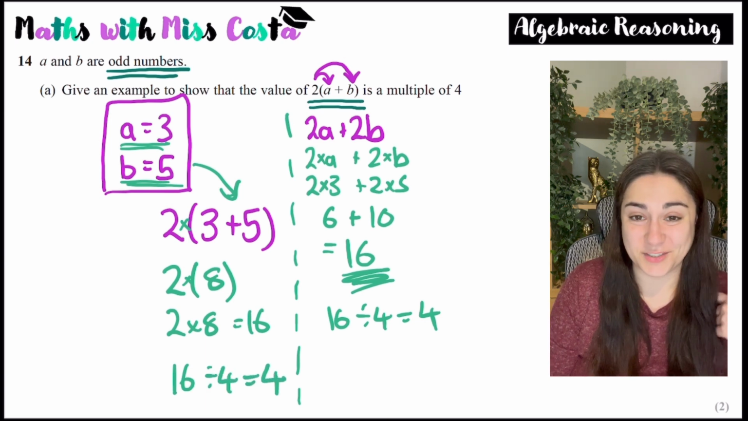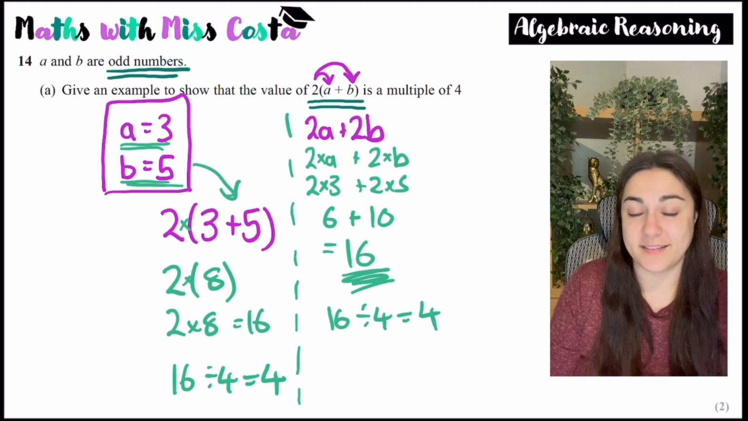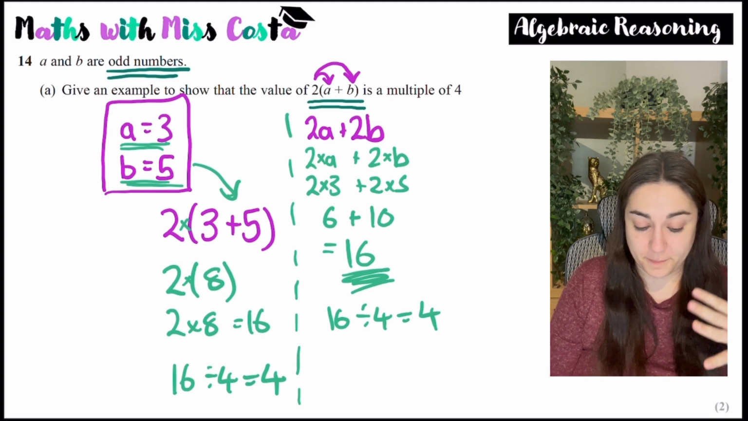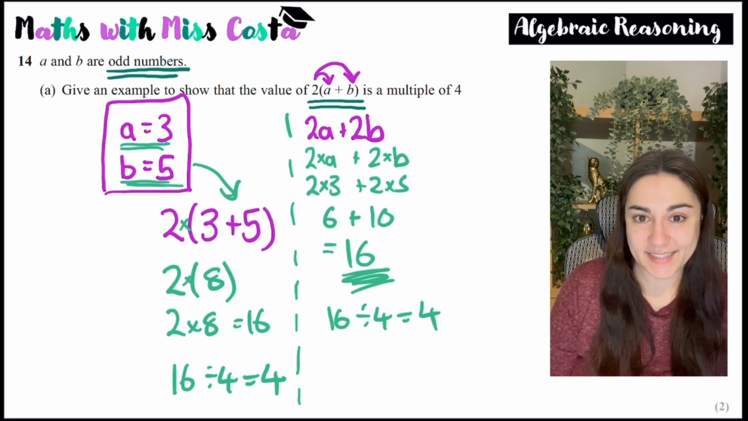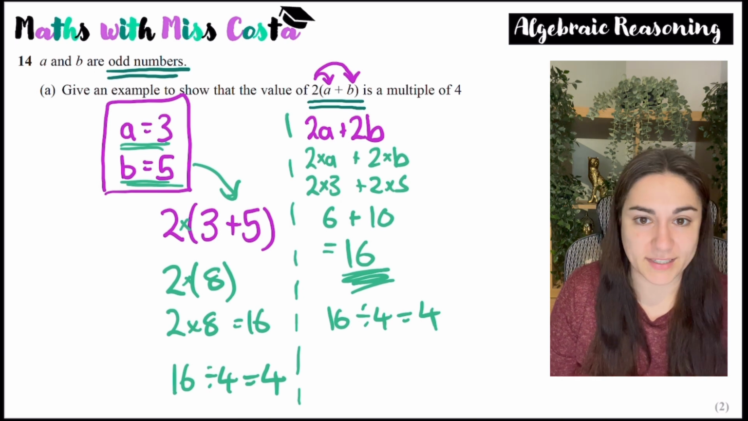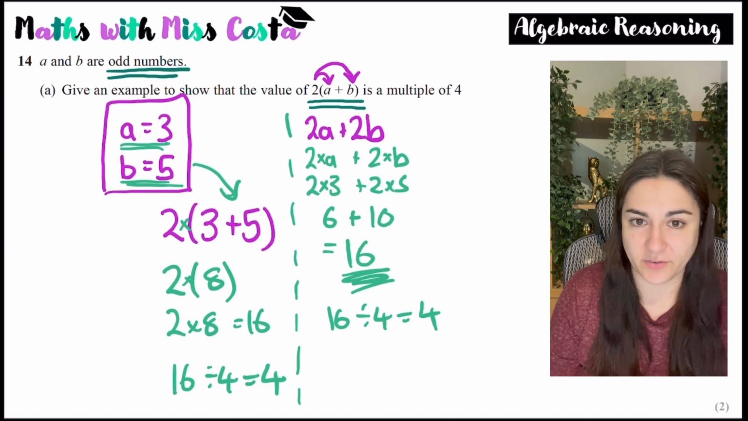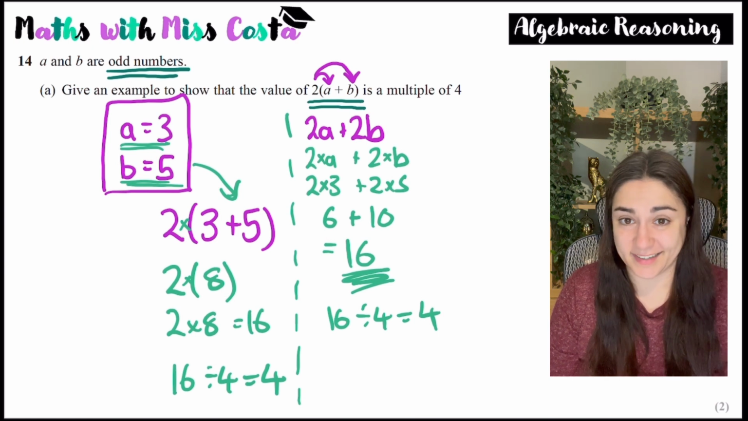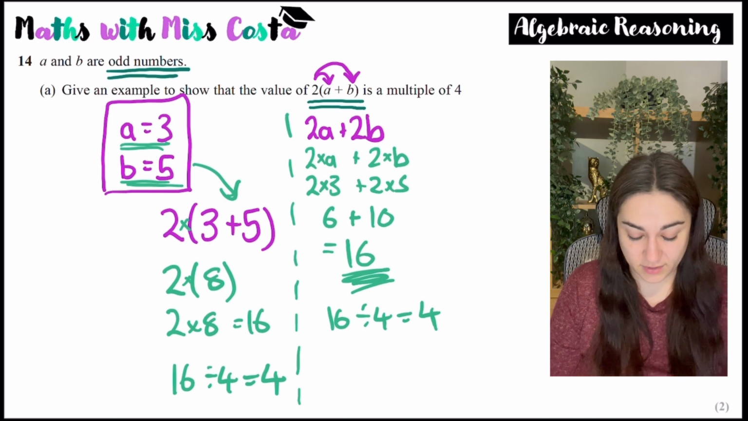So the key to this question, it looks quite tricky because it's worded with algebra, but just read what the question is saying and take it literally. A and B are odd numbers. Give an example. So pick some odd numbers. You could have picked any odd numbers. You could have picked 17 and 19, but 3 and 5 are quite simple.